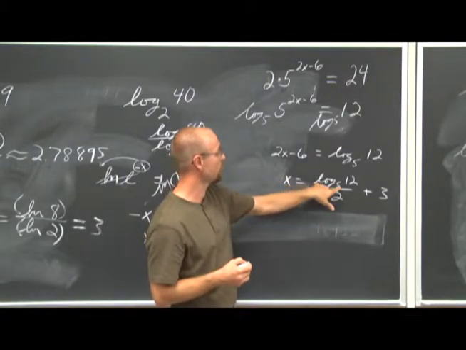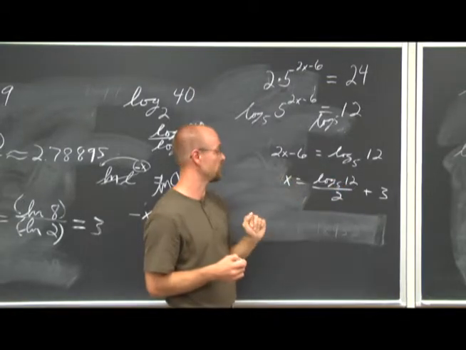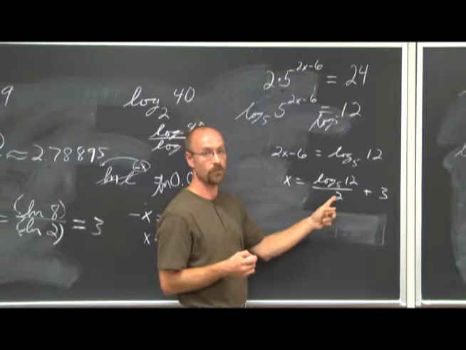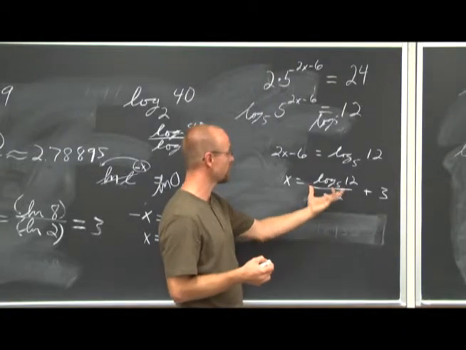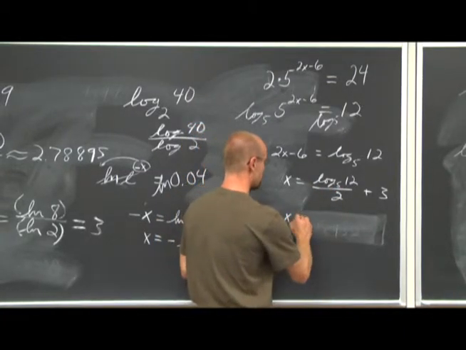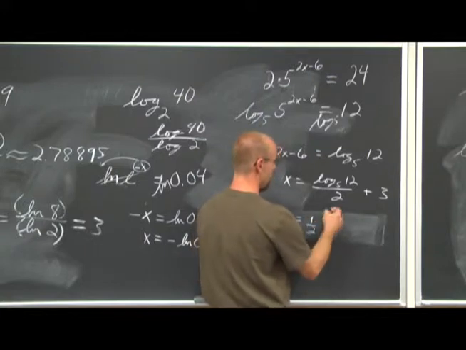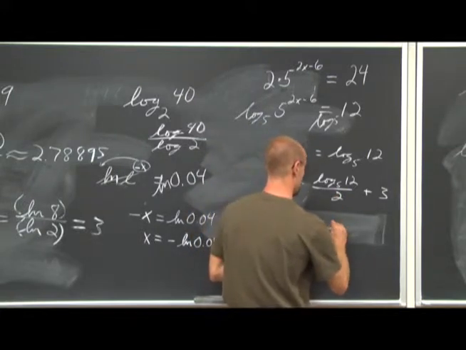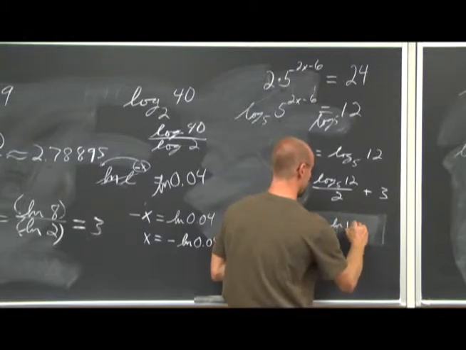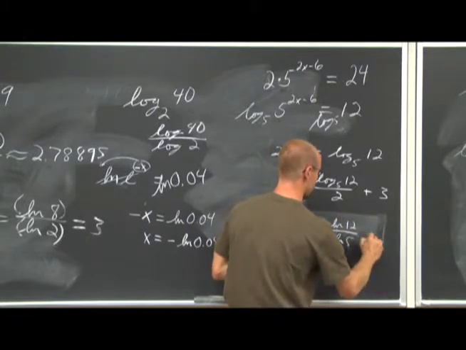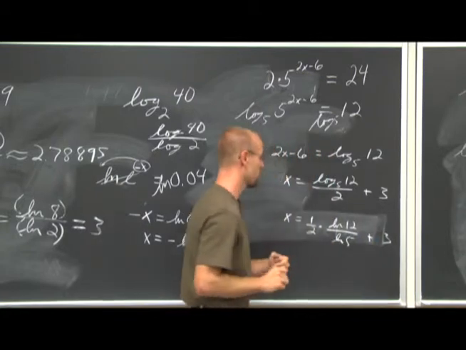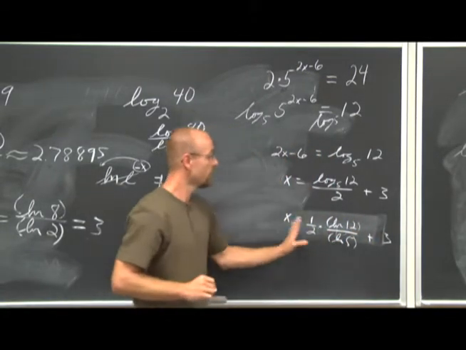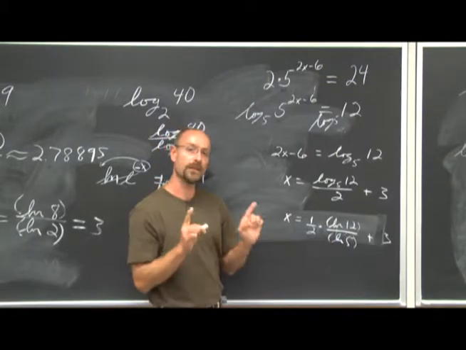Log base 5 of 12 is something I cannot plug into my calculator, but I could use change of base here. It's good practice. I just have to take 1/2, that's dividing by 2, of the ln of 12 over ln of 5, and then add 3 to that quantity. Make sure when you plug it into your calculator, you do that. Now, that's a long and drawn-out way, but here's the thing.